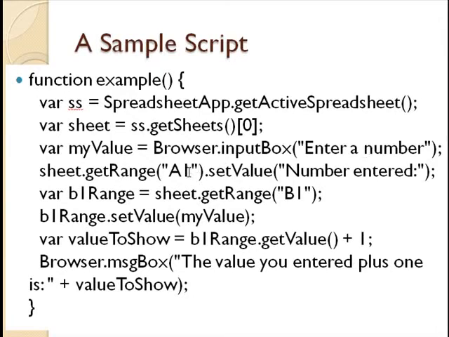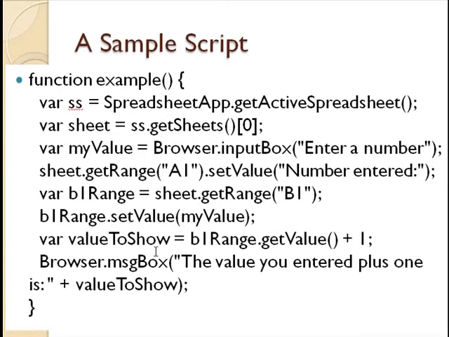Then we set cell A1 to be this string, "number entered", right? So this setValue command sets the cell A1 to be this string, "number entered". Then what we want to do is take the value the user entered and write that value into cell B1. To do that, you define a variable. I called it B1Range, or they called it B1Range, and it's set to the range B1. Then we set that range to be the value that the user entered, the myValue variable. All right, so this sequence of commands asks a user to enter a number, takes that number, writes it into cell B1, and then writes the string "number entered" into cell A1.